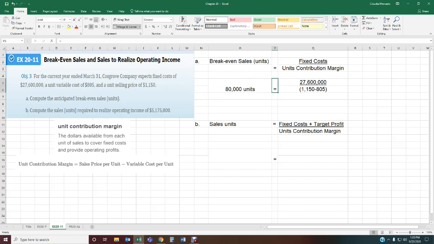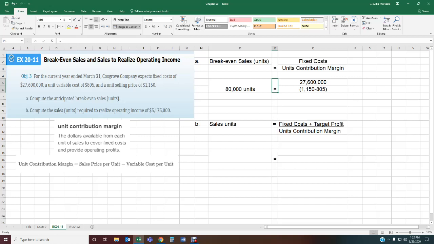So to break even in units, you have to produce 80,000 units. Okay, to break even. Letter B says, compute the sales units required to realize operating income of $5,175,000.